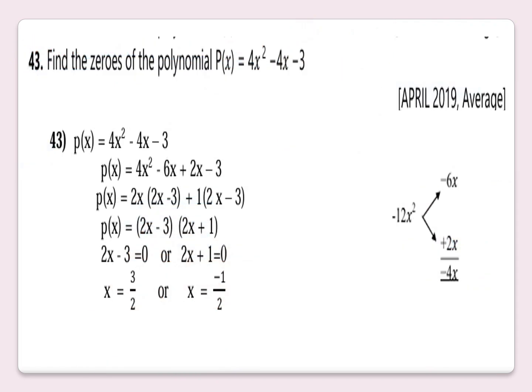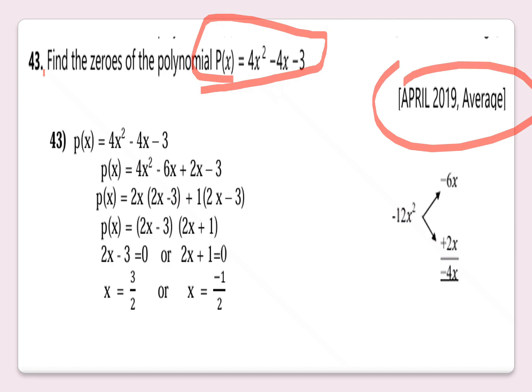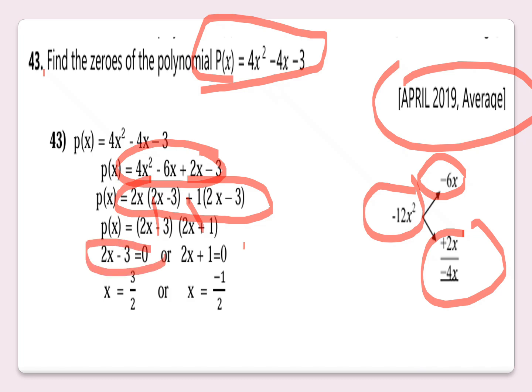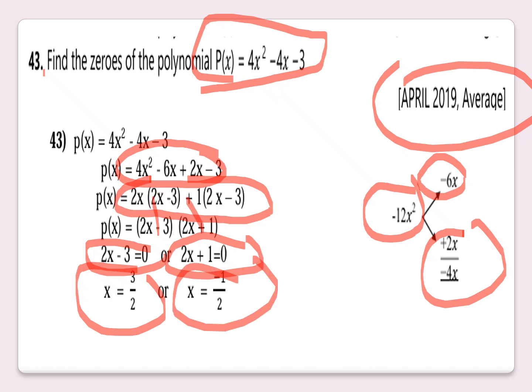Question number 43. Find the zeros of the polynomial p of x is equal to 4x square minus 4x minus 3. This was asked in your April examination 2019. Again, split it out. Minus 12x square can be written as minus 6x into 2x. So you can write 4x square minus 6x plus 2x minus 3. So again, by splitting, 2x into 2x minus 3 plus 1 into 2x minus 3. Again 2x minus 3 and 2x plus 1 you can write. So 2x minus 3 is equal to 0, 2x plus 1 is equal to 0. So you can write x is equal to 3 by 2 or x is equal to minus 1 by 2.